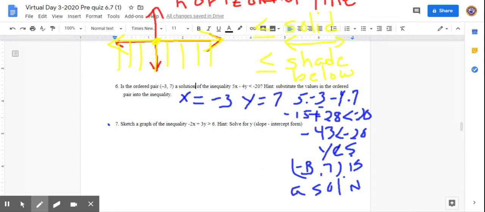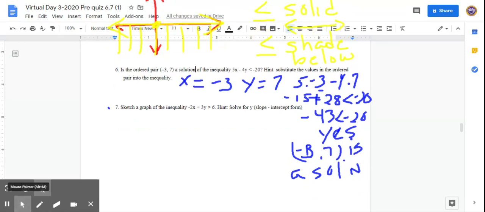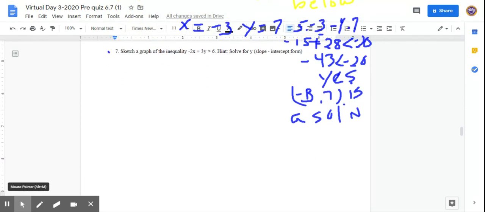So you don't have to solve for y in these. If it's asking you if the ordered pair is a solution, just put in the value of x, the value of y, and see if it makes a true statement. If it makes a true statement, it's a solution. If it makes a false statement, like 0 is less than -2, then it's not a solution.